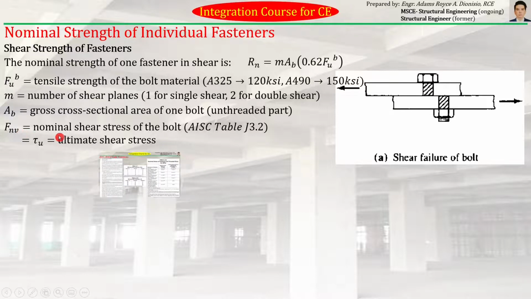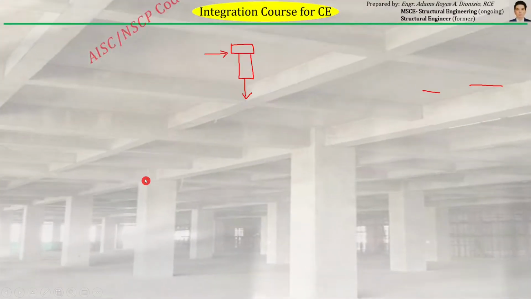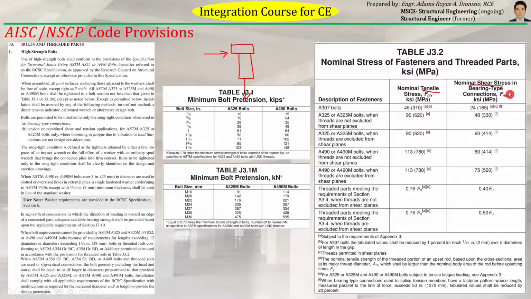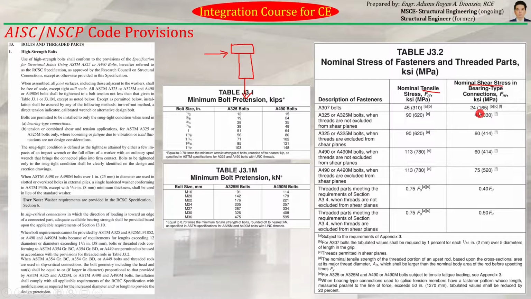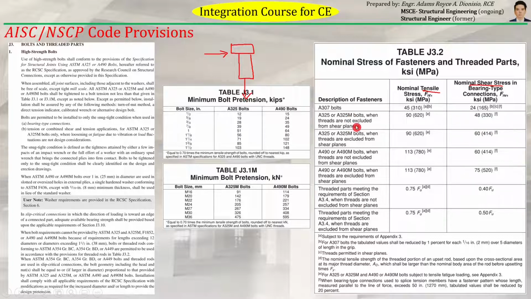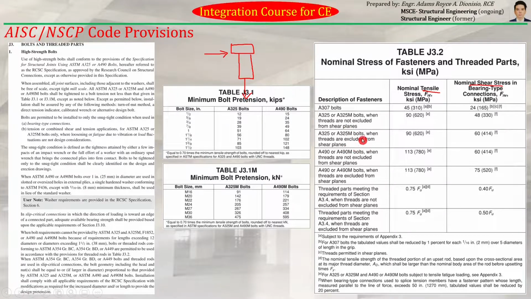Okay. So yung mga value ng FNV na yan can be found dun sa the same table na pinakita ko kanina, which is this. So dito naman siya nakakuha yung FNV. Ito yung mga values niya. For A307 bolts, ang FNV niya for resisting shear ay 24 ksi or 165 megapascal. And so on and so forth. Okay. So mapapansin nyo, iba yung value ng nominal shear stress or yung FNV dun sa mga bolts na excluded yung threads sa shear plane, tsaka not excluded yung threads sa shear plane.